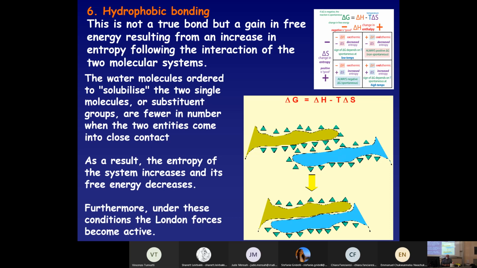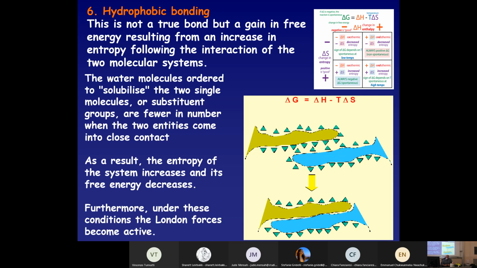Okay. In this case, the same. Why? If you see, we have two molecules with different color, and each molecule has around a lot of water molecules, ordered. You see, ordered water molecules, a lot. If these two molecules interact with each other, the number of water molecules is decreased. So we have less ordered water molecules. We have a decrease in the number of ordered water molecules when the two big molecules interact with each other.